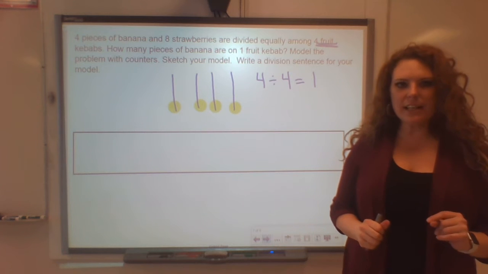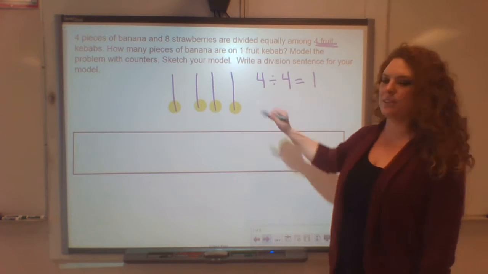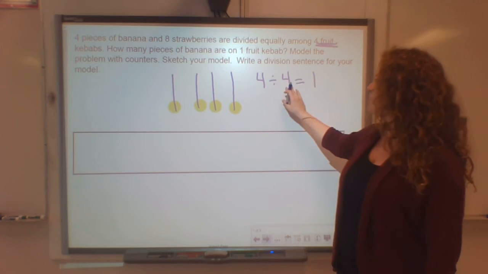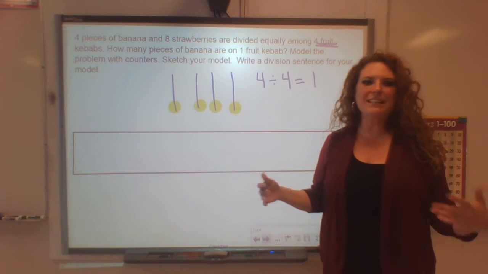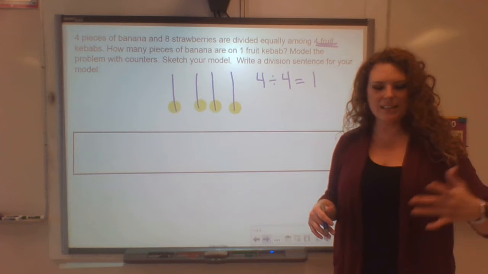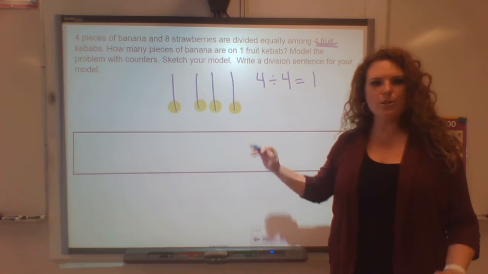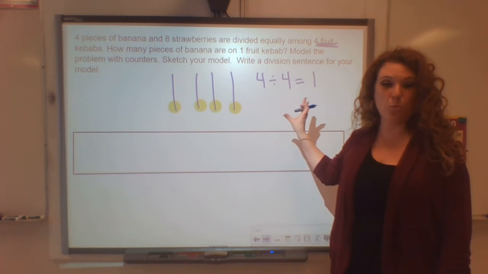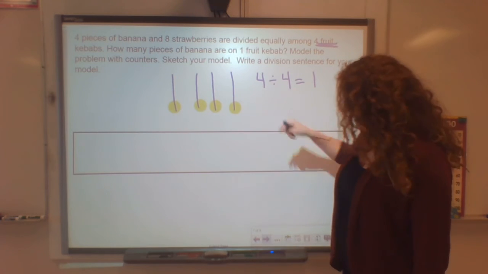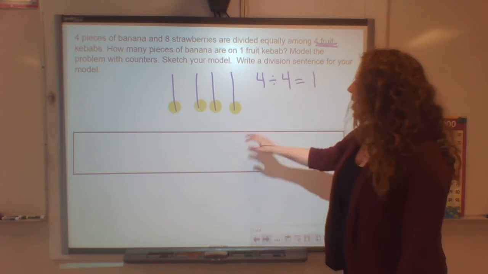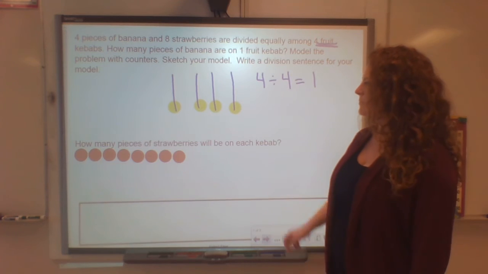Now this is just like in multiplication. If I'm going to go backwards here, I'm going to say 1 times 4 is 4. I know that because anything times 1 is itself. Division is like that too. If I divide anything by itself, it's 1. It's kind of the same rule. So I've divided that out. Now I'm going to look at the next part.